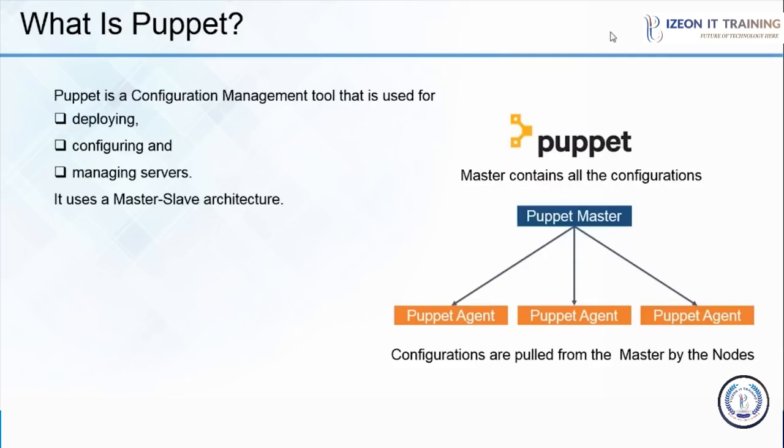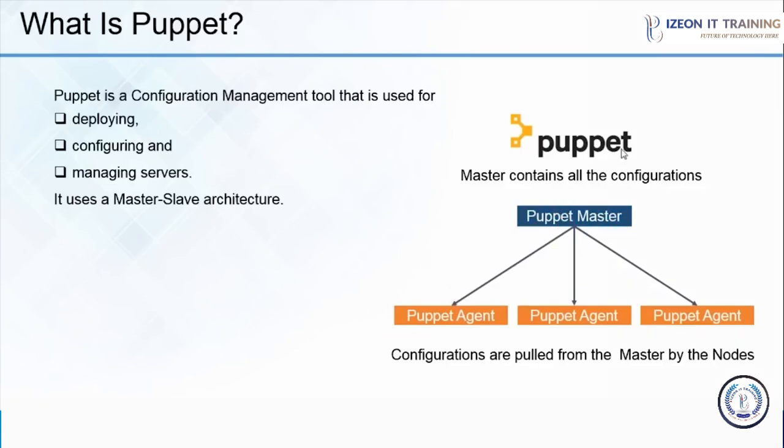Let us understand this with an example. So this is the Puppet master. Over here, all the configurations are present. And these are all the Puppet agents, all right? These Puppet agents poll the central Puppet master at regular intervals. And whatever configurations are present, they will pull those configurations basically.